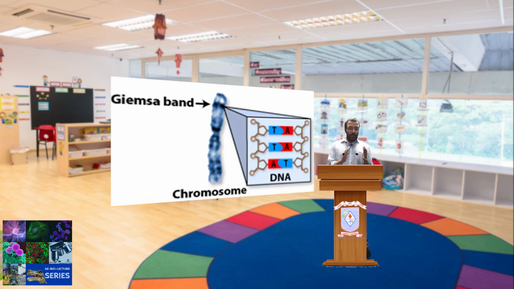G banding preferentially stains the regions of DNA that are rich in adenine and thymine, that is the heterochromatin region, and they remain dark in color. The regions of the chromosome that are rich in guanine and cytosine, that is the euchromatin region, have little affinity for the dye and remain light in color. The dark band is also called a G positive band and the light band is also called a G negative band.